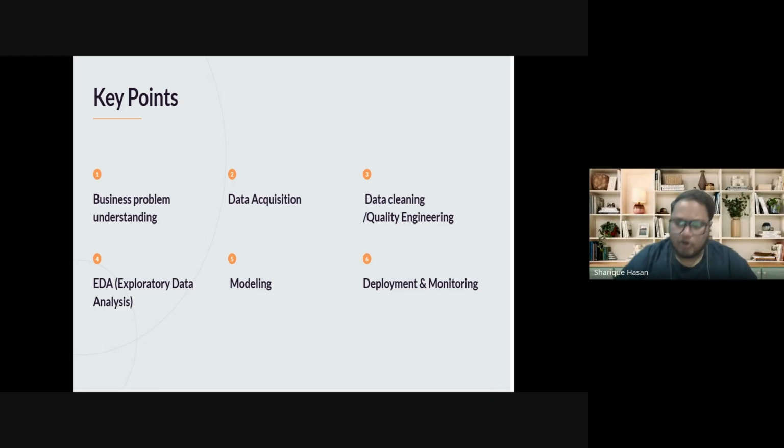In this process we check what the data is telling us and what it is showing. The fifth is modeling. Modeling is basically ML, machine learning: how do we add ML to our data science and make use of it? The sixth and last point is deployment and monitoring. We have made our project, we are going to deploy it and monitor it to see if it's working properly, how it's working, and so on. So these are the six key points we will go through in today's lecture.